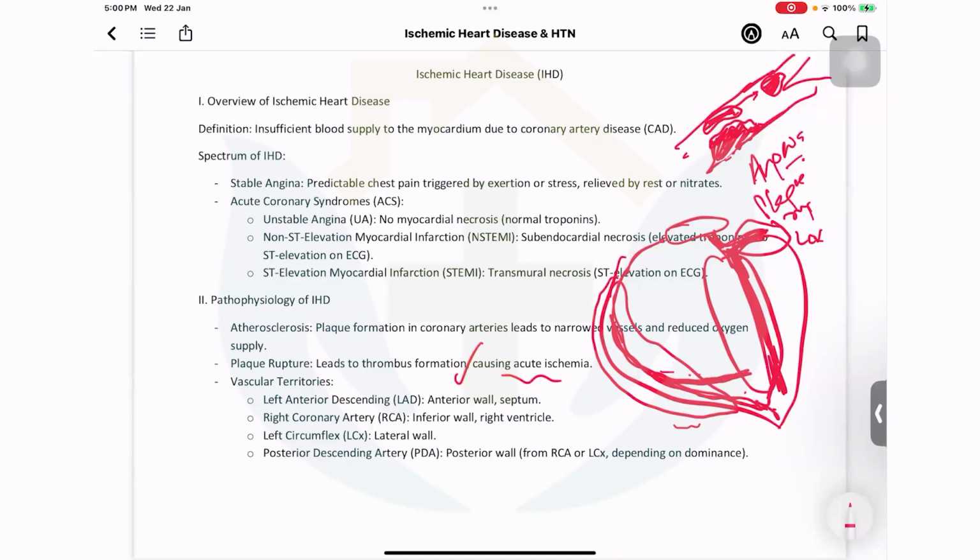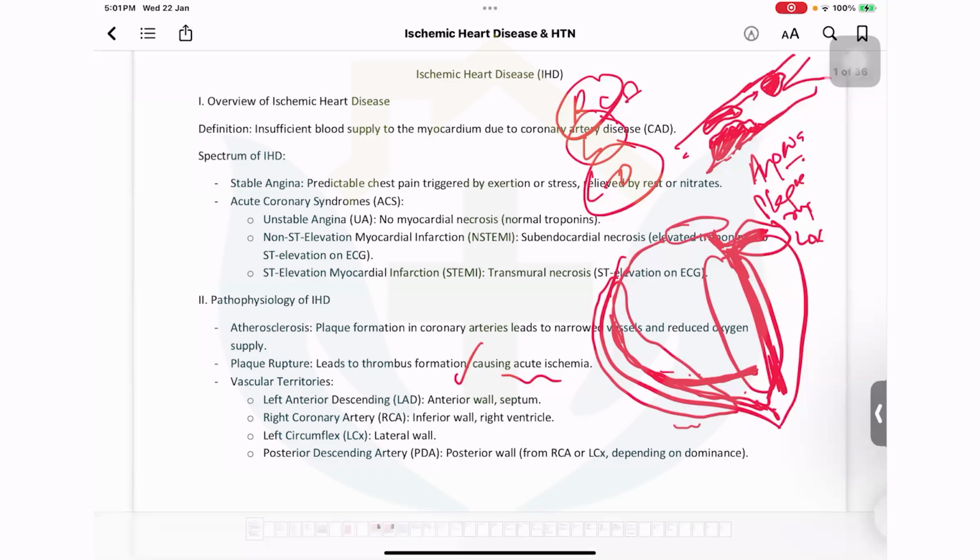It supplies the posterior wall, and this blood vessel is used to define the dominance of coronary arteries. Some are right dominant, some are left dominant, some are co-dominant. So that means the posterior descending artery originates from the right coronary artery in a right dominant vessel, from the left anterior descending artery in a left dominant circulation, and from both the major arteries in co-dominant circulation. Is that clear up to now?